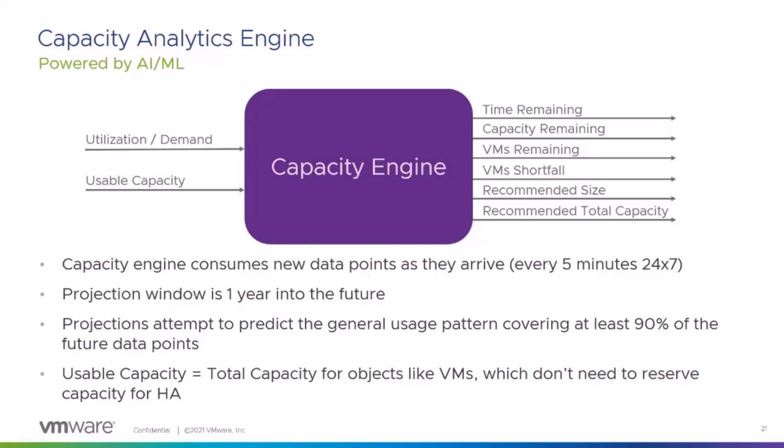It would be the same as total capacity for objects that don't have an HA concept. So things like virtual machines, there's really no difference between usable capacity and total capacity. They essentially are the same thing because there's no such thing as HA for just a virtual machine itself. A cluster would have HA, but a VM doesn't.